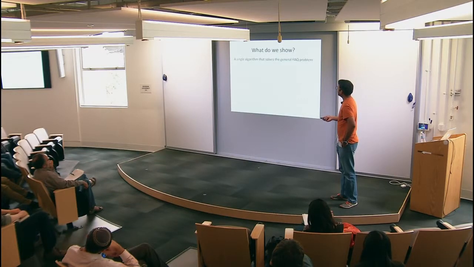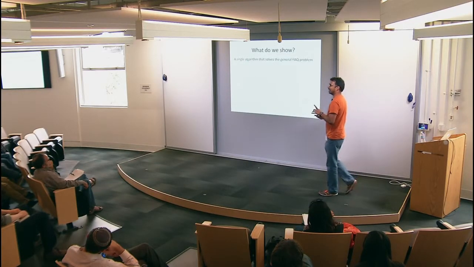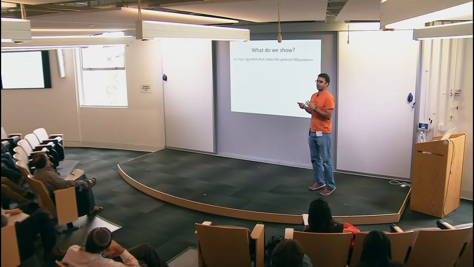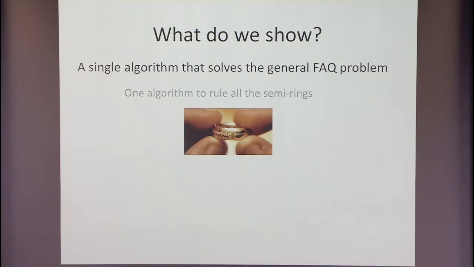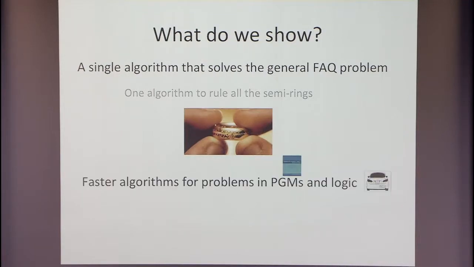So our main result is we essentially have one single algorithm that will solve the general non-baby FAQ version, which I have not yet defined. Basically, it gives you one algorithm to rule all these pesky semirings at once. Okay. It turns out that these algorithms, when specialized to some problems in probabilistic graphical models and logic, actually give you algorithms that run way faster than were previously known. And for other problems like joins and matrix vector multiplication, they recover best known results. And again, I'm going to focus mostly on these two guys here.